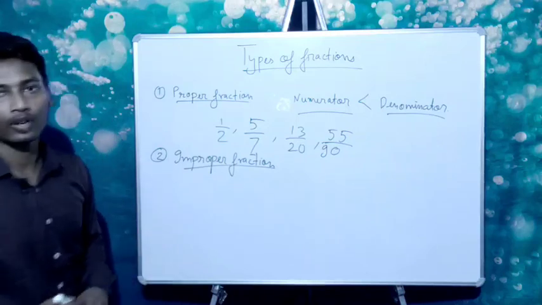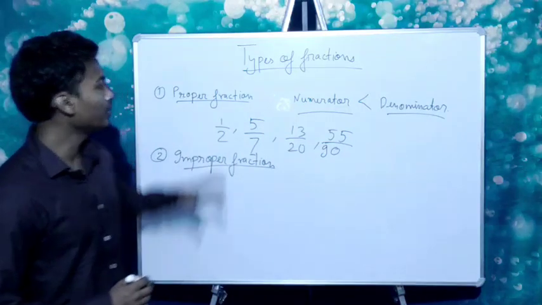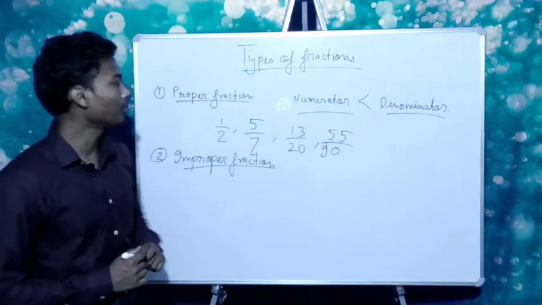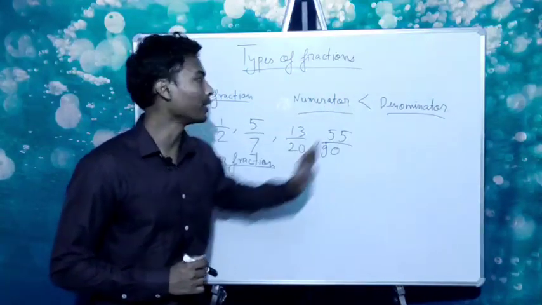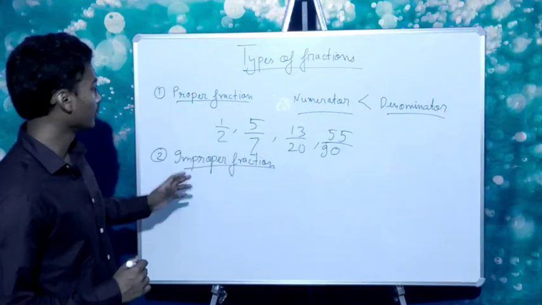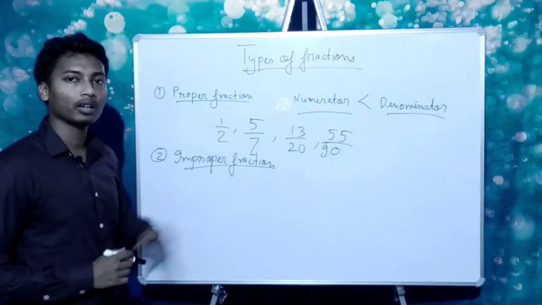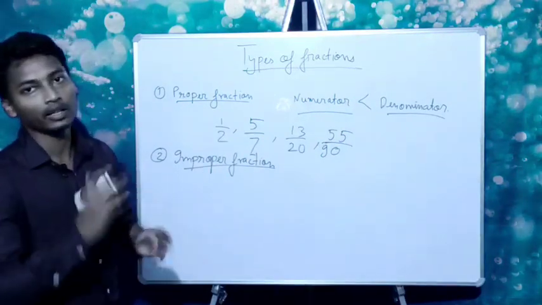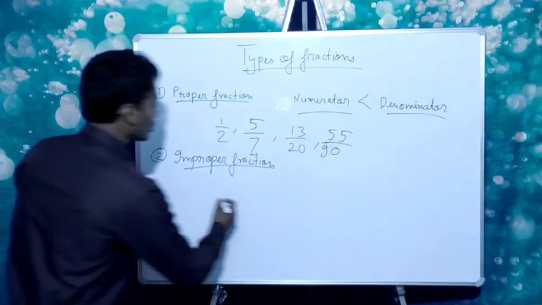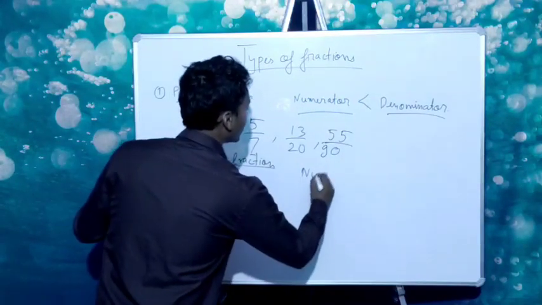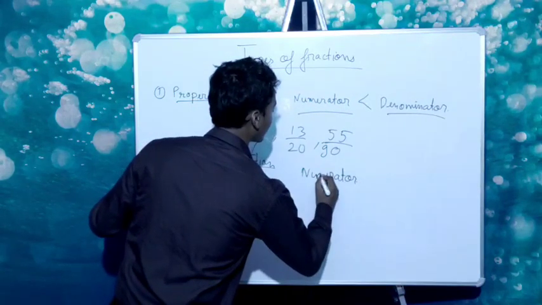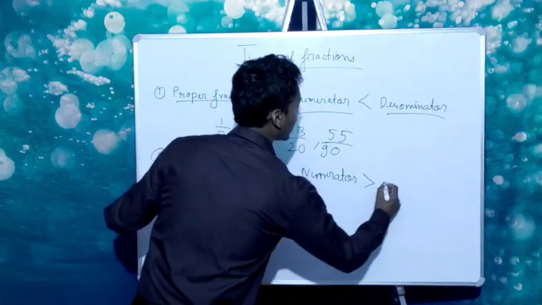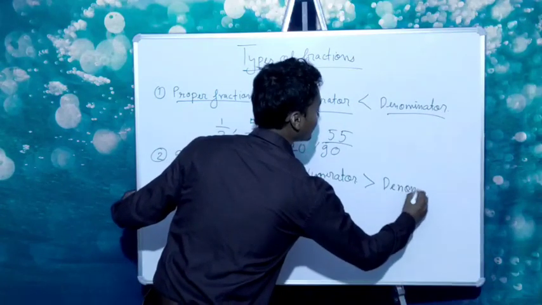Now what is an improper fraction? It is just the opposite of proper fraction. Here we had the numerator less than the denominator. Now in improper fraction, the numerator will be greater than the denominator.